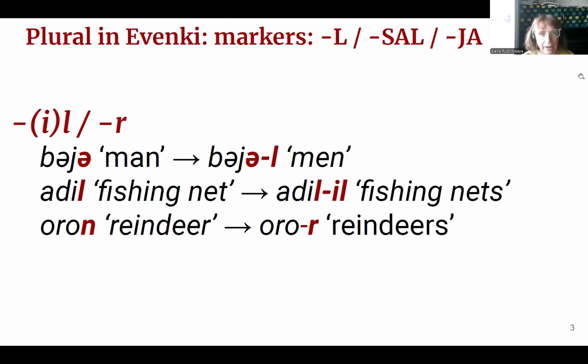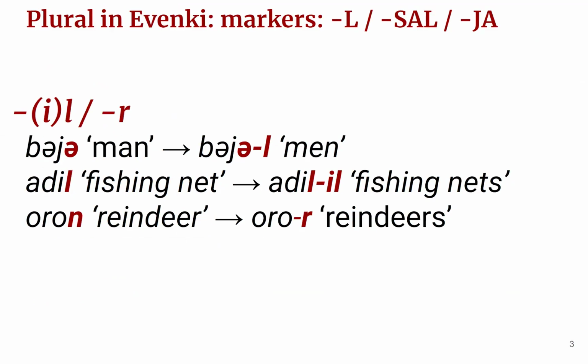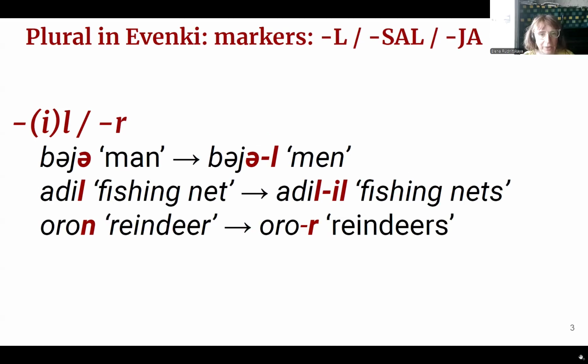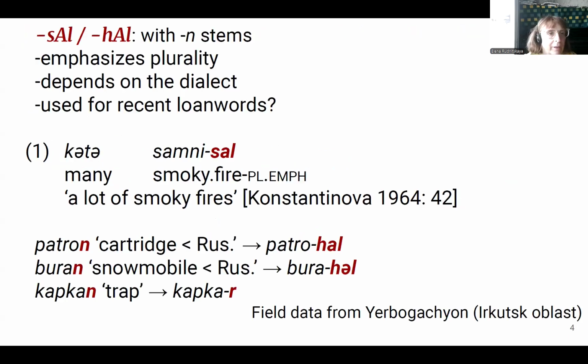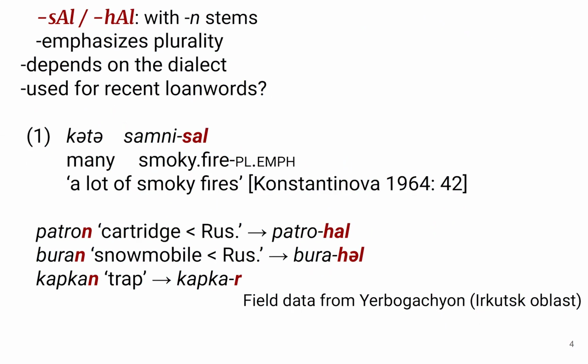Plural in Evenki has several markers. The most regular marker is L with the connective vowel I. And if the base ends with N, it is substituted by R. There are some additional plural markers such as sal, hal. It is also used with N stems, and its function can depend on the dialect.